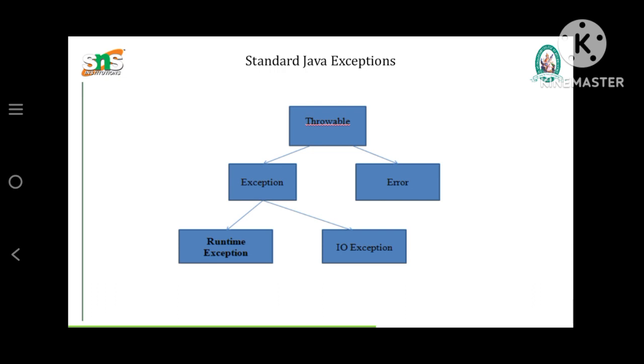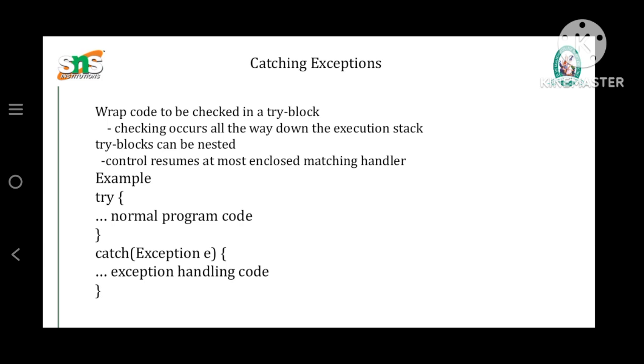Next is catching exceptions. Wrap the code to be checked in a try block, checking for errors all the way down the execution stack. Try blocks can be nested. Control resumes at the most enclosed matching handler. Java exception handling is managed through five keywords: try, catch, throw, throws, and finally. Program statements that you think can raise exceptions are contained within the try block. If an exception occurs within the try block, it is thrown. Your code can catch this exception using a catch block and handle it in some rational manner.